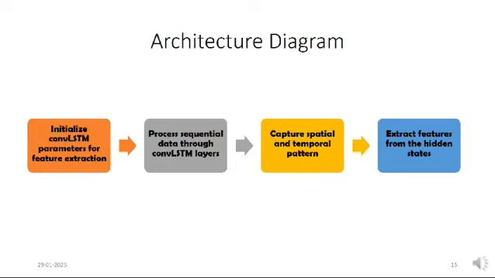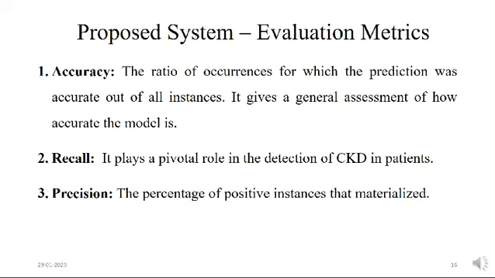So, initializing the convolution LSTM parameters for feature extraction. Then process sequential data through the convolution LSTM layer, capturing the spatial and temporal patterns, and finally extracting the features from the hidden data.